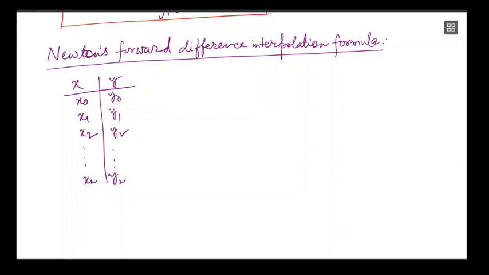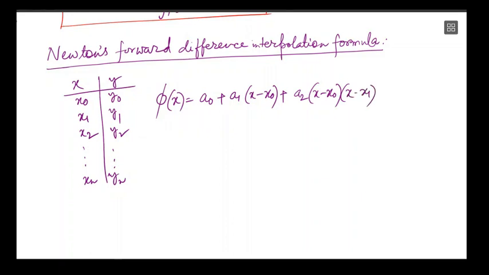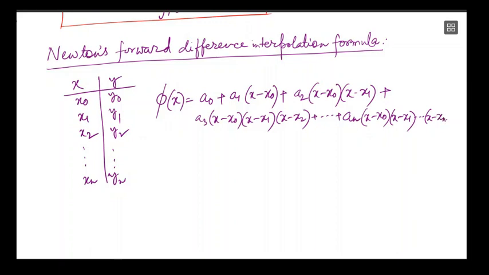Here we consider the polynomial in a bit different way. Suppose we take the interpolating polynomial phi(x) in this form: a0 plus a1 into (x minus x0) plus a2 (x minus x0)(x minus x1) plus a3 (x minus x0)(x minus x1)(x minus x2), in this way up to an (x minus x0)(x minus x1) up to (x minus xn minus 1).